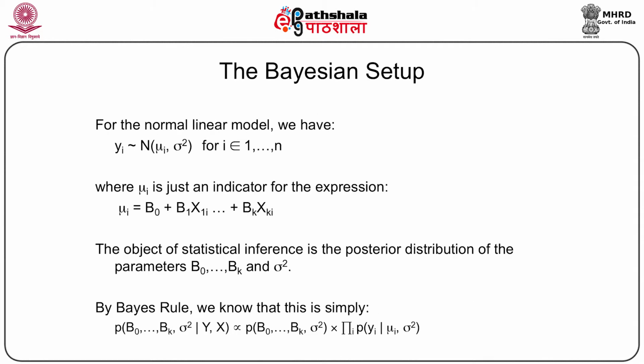The Bayesian setup. For the normal linear model, we have yi is normal with mean mu i and variance sigma square, i from 1 to n, where mu i is just an indicator for the expression: mu i equals b0 plus b1 x1i plus up to bk xki. The object of statistical inference is the posterior distribution of parameters b0 up to bk and sigma square. Clearly, by Bayes' rule, we know that p of b0 up to bk, sigma square given y, x is proportional to the prior distribution of b0 to bk, sigma square, times the likelihood function, the product of the individual densities.